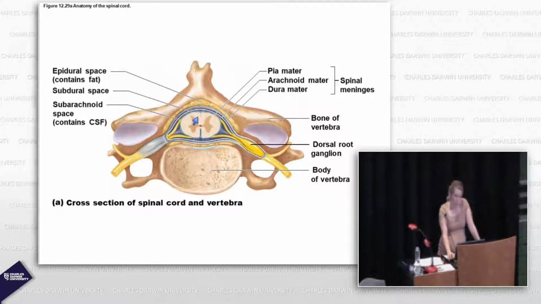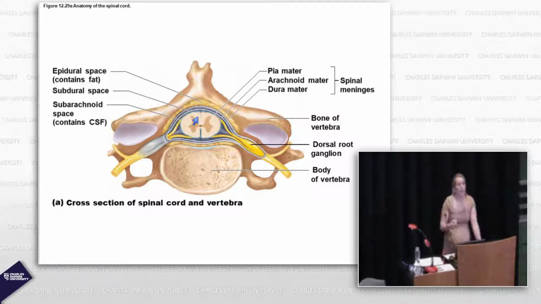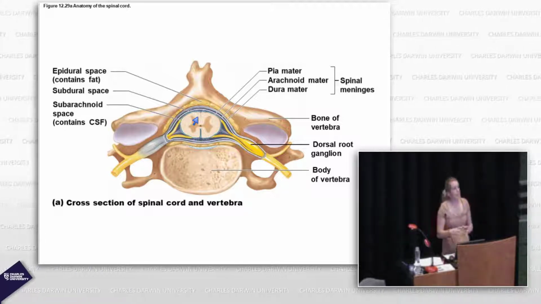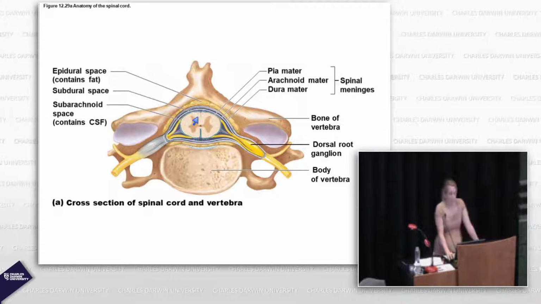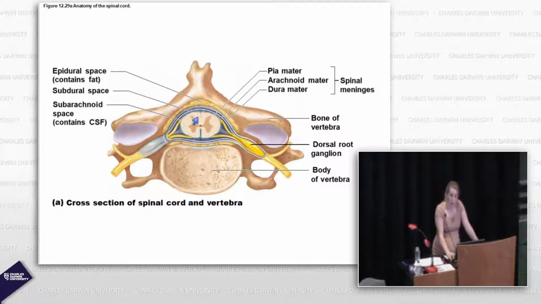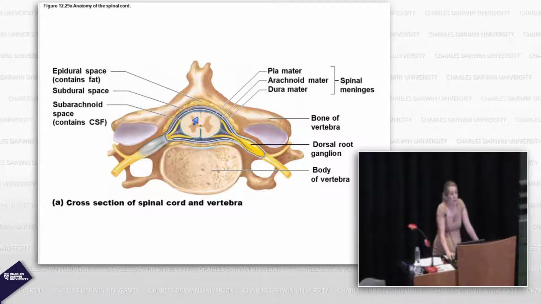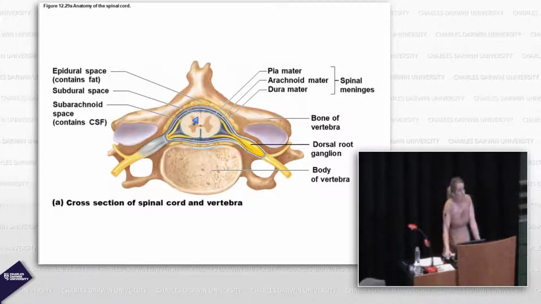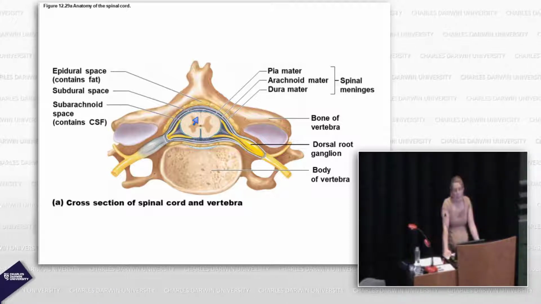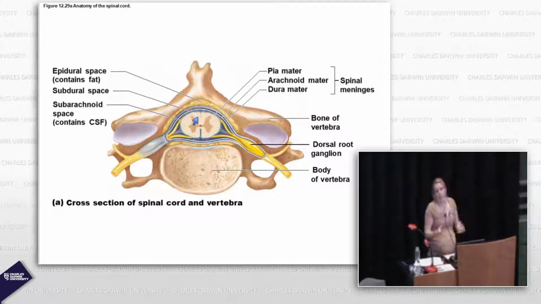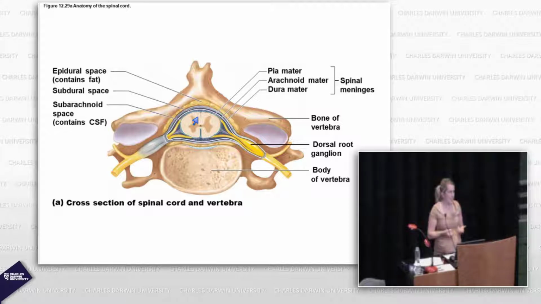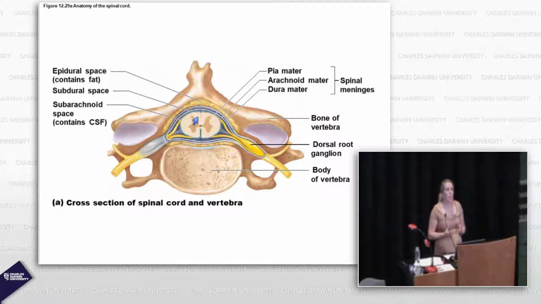I'll use this diagram to talk about the layers protecting the spinal cord. These layers are called the spinal meninges, and we've got the dura mater, arachnoid mater, and the pia mater. Mater translates roughly to mother or protector. I find it easier to remember if you know what these words mean. So obviously these layers are protecting the spinal cord.